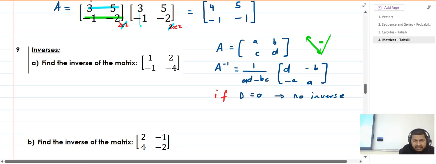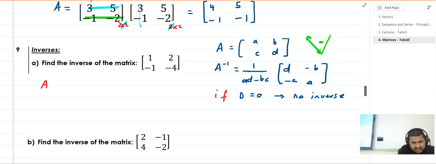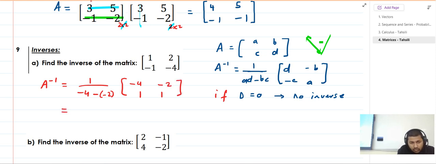Now let's find the inverse of this matrix. So first we're going to find the determinant. This is matrix A. 1 times minus 4 is minus 4, minus 1 times 2 is minus 2, right? Now we're going to switch these two around, minus 4 and 1, and this diagonal will take the opposite sign, so 1 and minus 2. Now what I have here is 1 over negative 2, because minus 4 plus 2, right? And this one is negative 4, negative 2, 1, 1.